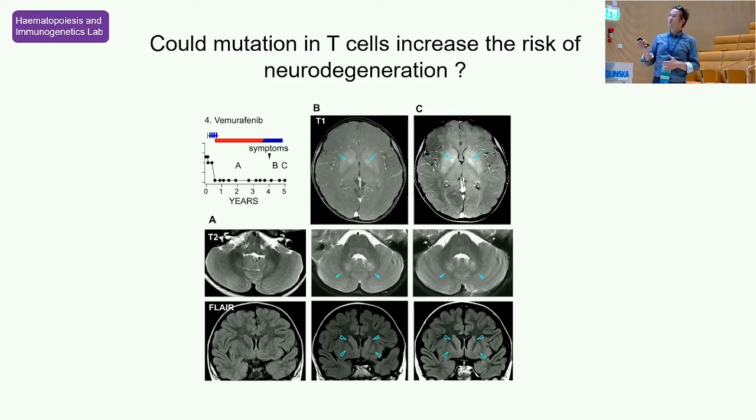So I raise this really more as a question rather than an answer to anything, but whether the mutation in T cells could be playing a part in neurodegeneration, particularly because T cells do have access to the CNS. We know this from diseases like multiple sclerosis, where they play quite a significant pathogenic role. And it may not be the whole story.